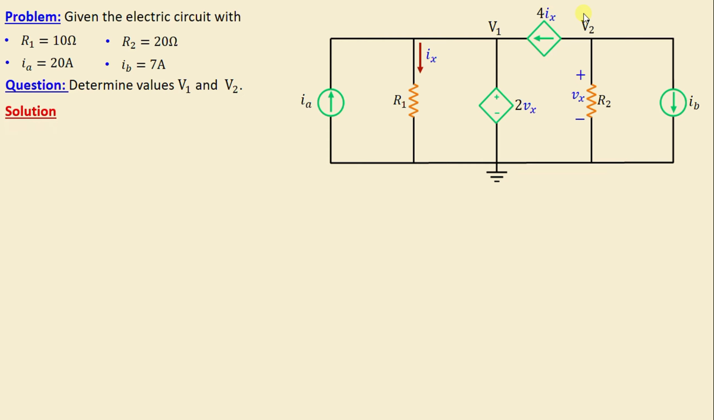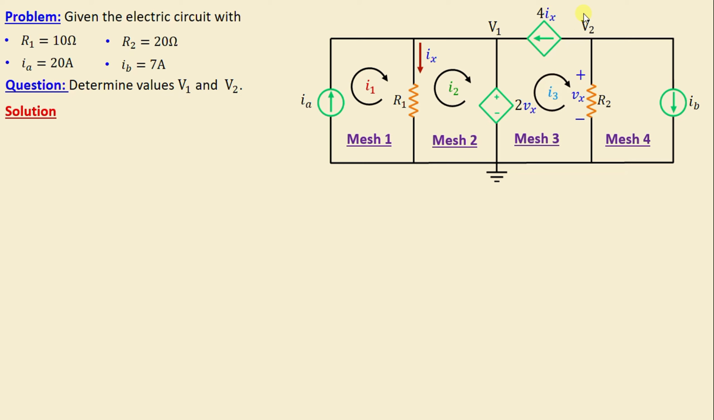We are going to apply the mesh analysis method to solve this problem. First, let's begin by defining the number of meshes in this network. It's evident that there are four meshes: mesh 1, mesh 2, mesh 3, and mesh 4. Now let's proceed to assign the mesh currents. I1 is the current in mesh 1, I2 is the current in mesh 2, I3 is the current in mesh 3, and I4 is the current in mesh 4. All the mesh currents are chosen in the clockwise direction.